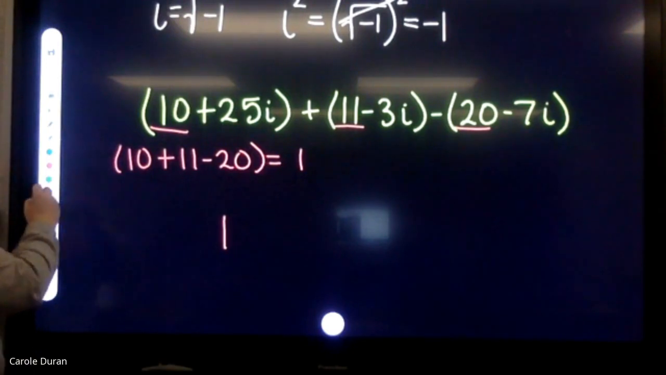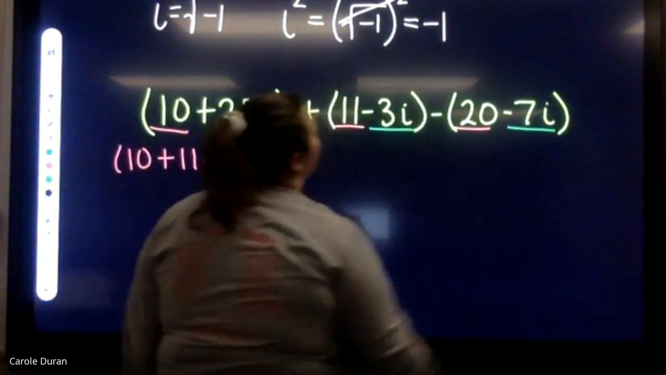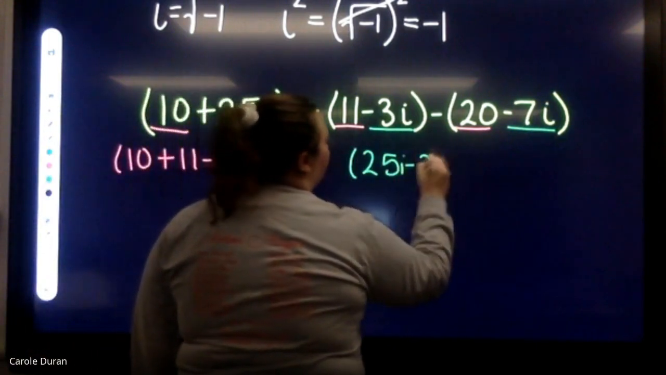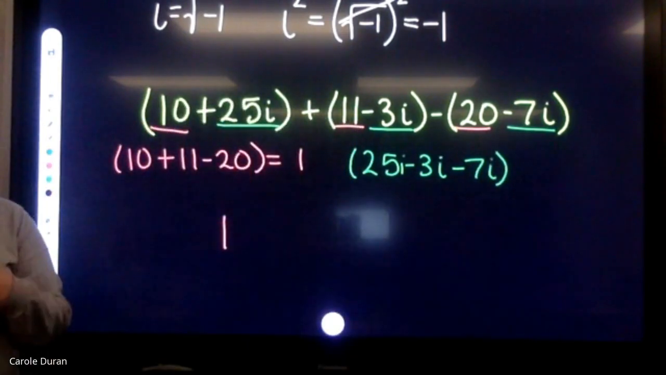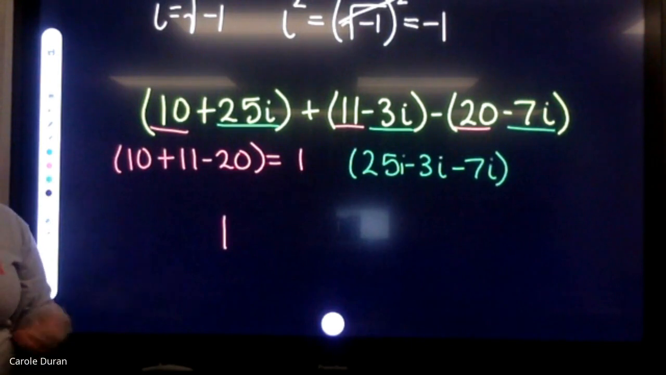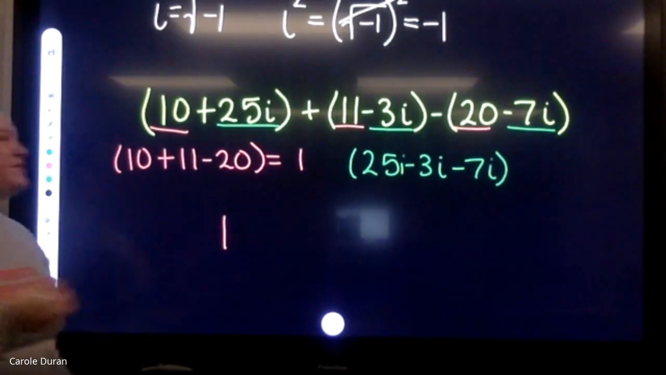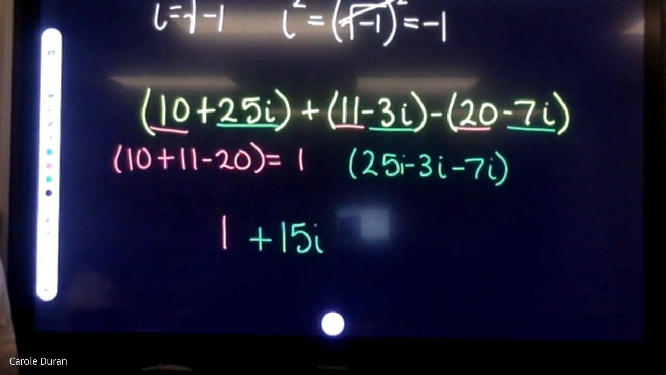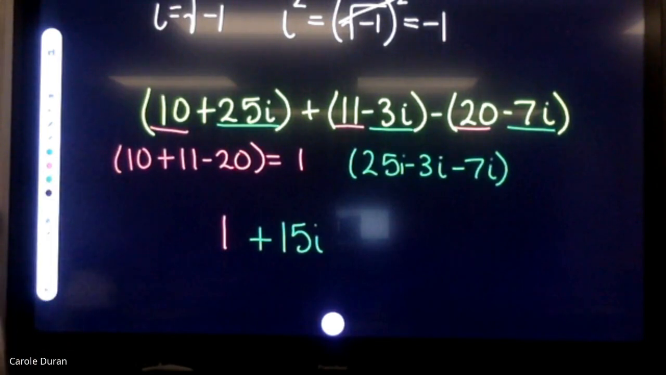Then I do the same thing with my imaginaries. I have 25i minus 3i minus 7i. When we combine this, we just put the whole numbers together and our answer will have an i on it. So what's 25 minus 3 minus 7? 15. Positive 15 and then i. So my complex number answer is 1 plus 15i. That's all we did on this part. I was just simplifying by combining like terms.